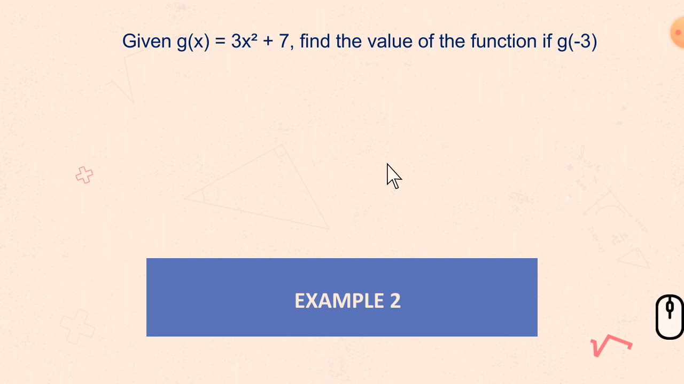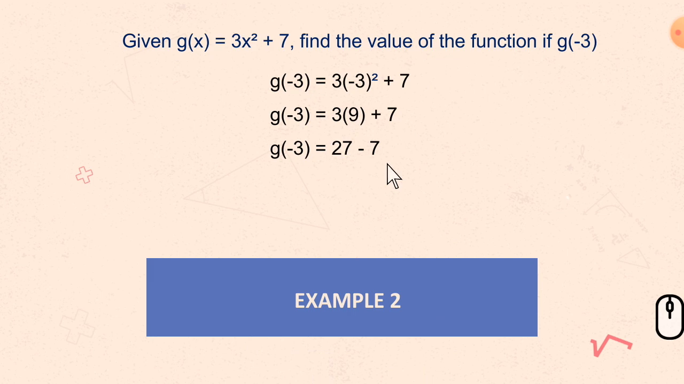Next example, given the g of x is equal to 3x squared plus 7x, find the value of the function if g of negative 3. So, yung negative 3 doon, yun yung value ng x. So, substitute natin ulit. So, magiging g of negative 3 is equal to 3 times negative 3 squared plus 7. So, simplify natin. G of negative 3 is equal to 3 times yung squared ng negative 3 is positive 9 plus 7.